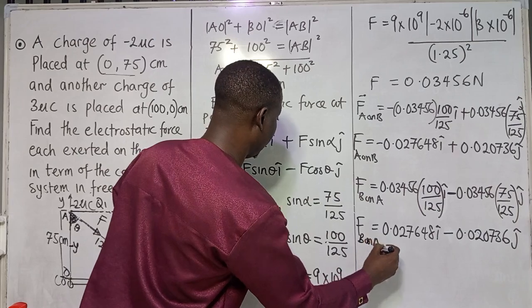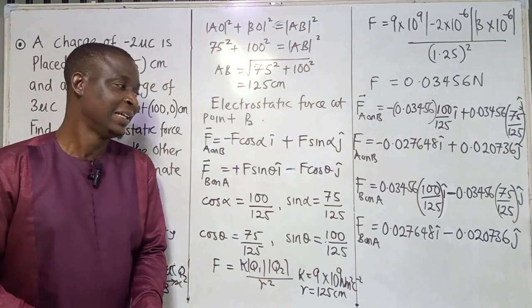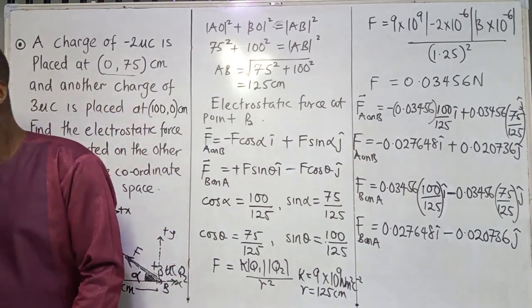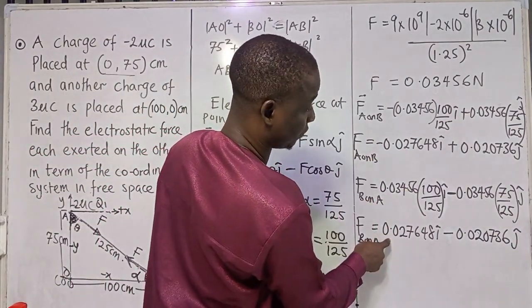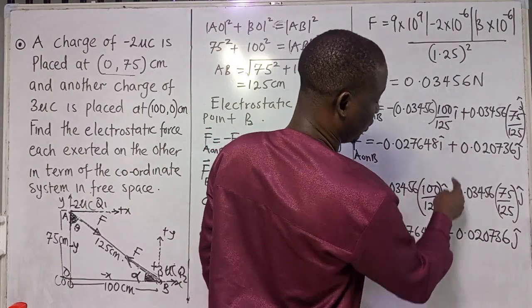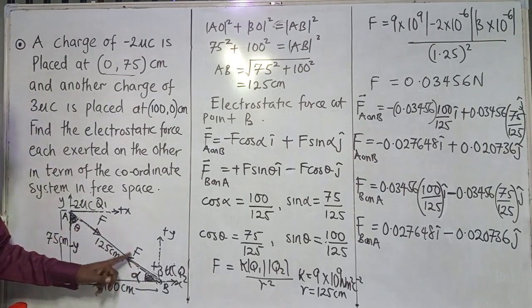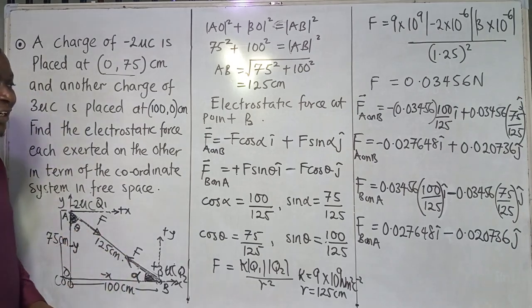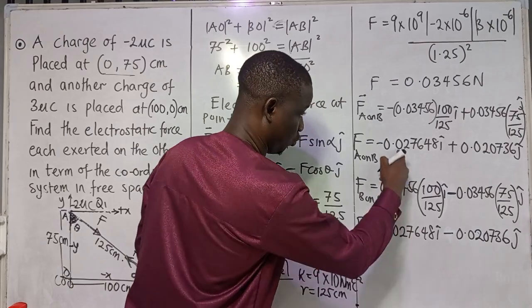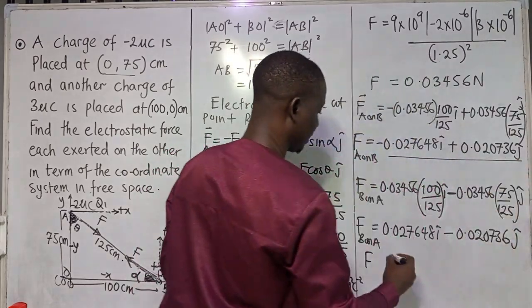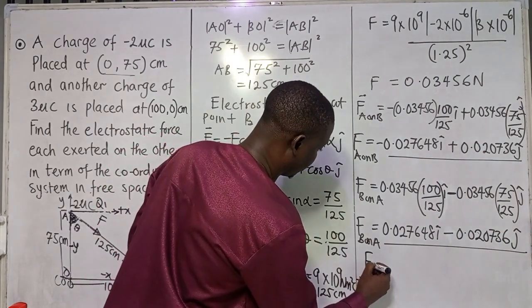Now this is the force of B on A, and the force of A on B. Now if you check critically, you will notice that they have the same magnitude here, but opposite direction. The same magnitude here, opposite direction. It means that these two forces are equal but opposite in direction. That means this is the answer to the question, these two, this first one and this second one.